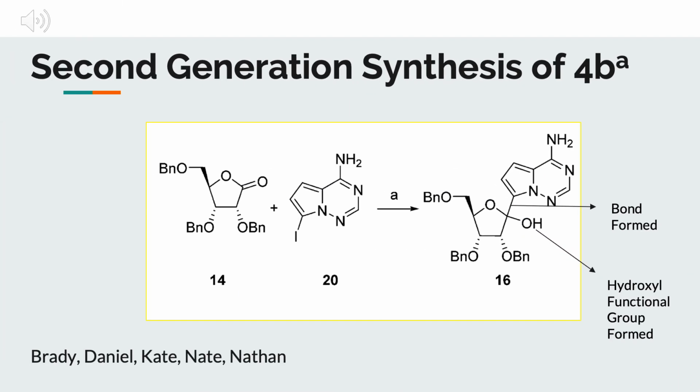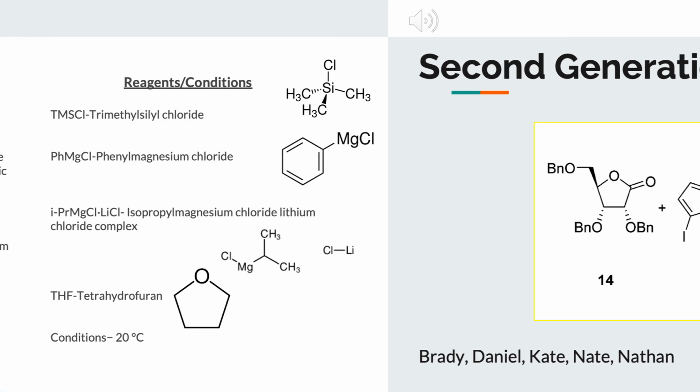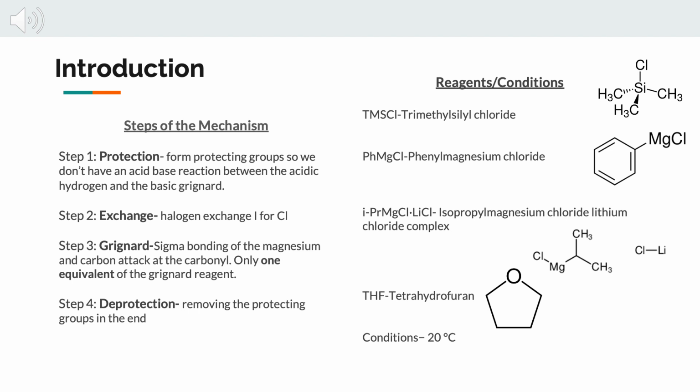Our group was in charge of the first part of the reaction, so 14 plus 20 going to 16. We went through and identified the reagents and then came up with a mechanism consisting of 4 steps. On the left-hand side, you can see how we broke down the mechanism into 4 steps: protection, exchange, Grignard, and deprotection. On the right side, the reagents and conditions of the reaction are displayed. In the next few slides, we will walk you through these steps of the mechanism in greater detail.